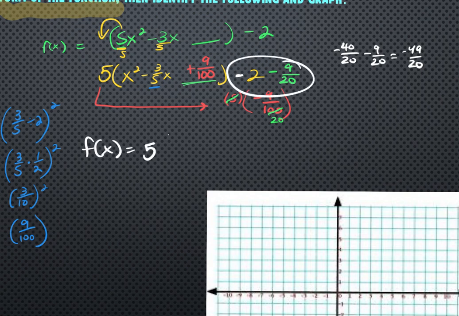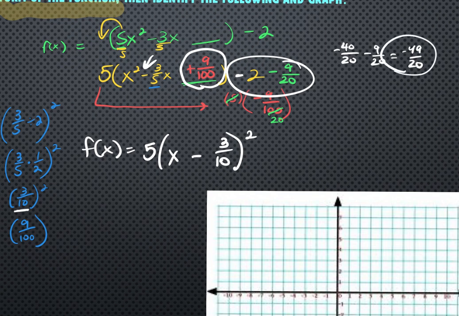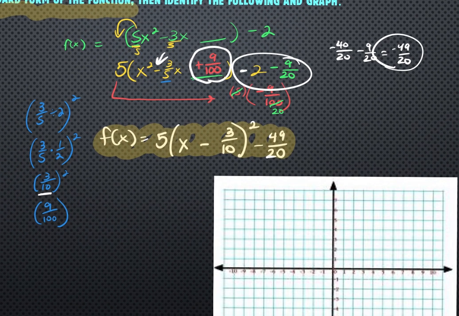5 stays on the front. Then to factor this, I square root the first term. I square root the 9/100ths, which goes back to before we squared it, so 3/10. I take the sign from the middle, minus, put it in parentheses and square it, and then subtract those 49/20ths. This is the standard form of my function.